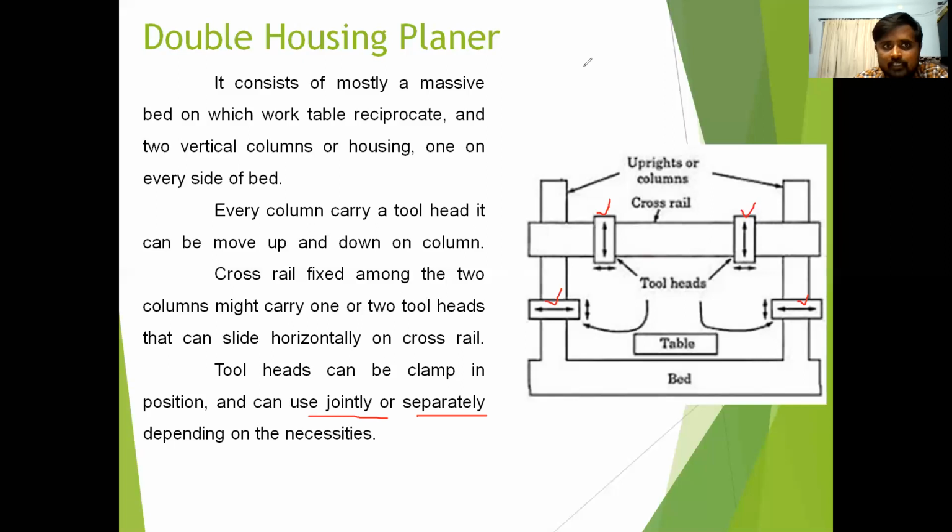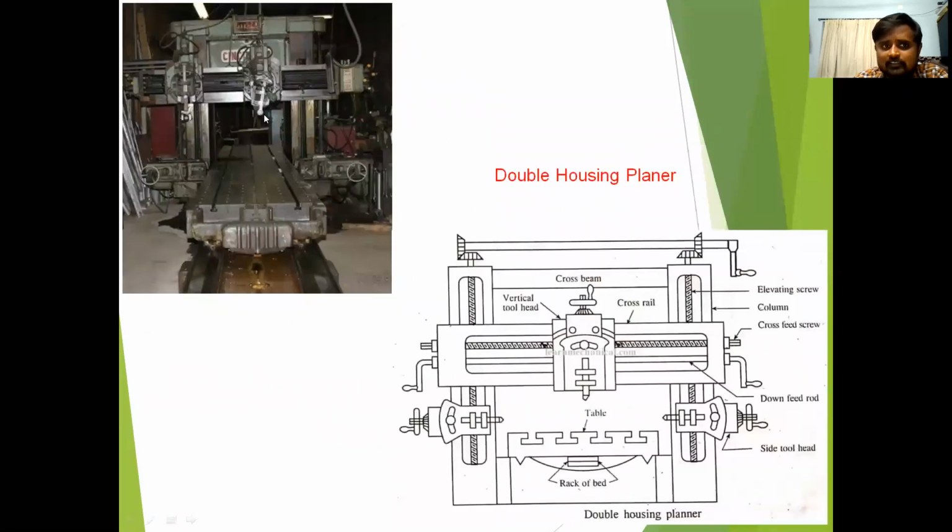So this is about the double housing planer machine. This is a double housing, this is a work table, and this is a cross rail, and these are the two vertical columns. If you observe the two vertical columns, two tool heads are there.